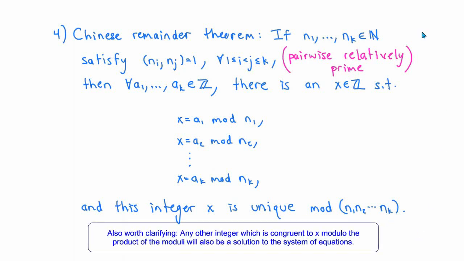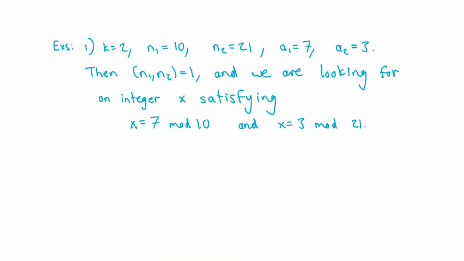Now, I'd like to give a few examples to make sure that we understand this theorem, and I'd like to also talk about how you actually find integers x that solve systems of equations like this. So for our first example, let's consider the problem of finding the collection of all integers x satisfying the system of equations x equals 7 mod 10 and x equals 3 modulo 21.